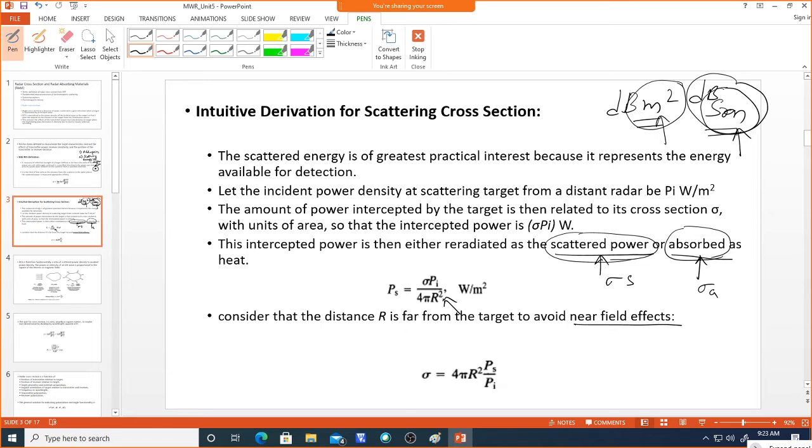When you take the distance r considerably large, we can write sigma as the scattered to incident power ratio, multiplied by 4 pi r square. So this will give the radar cross section, where the scattered power is given by Ps and the incident power is given by Pi. The important thing is you have to take the distance considerably large to avoid these near field effects.